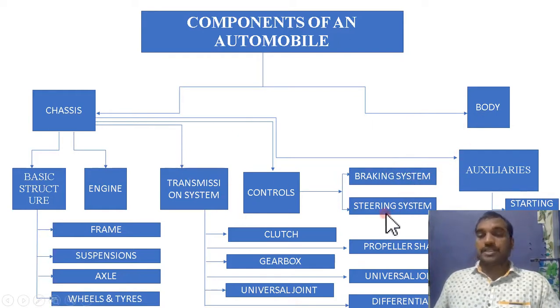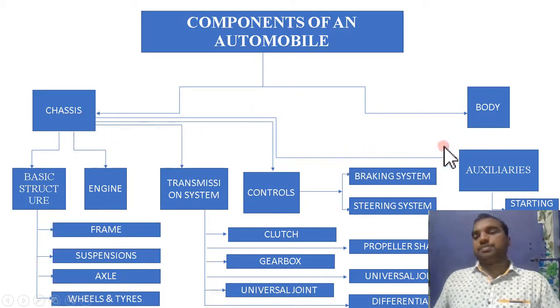Now coming to the steering system, what is the function of a steering system? The function of a steering system is to change the direction of the vehicle, and to maintain the direction of the vehicle. Right. So these are the functions of a steering system and braking system. So this is the fourth part of the chassis.